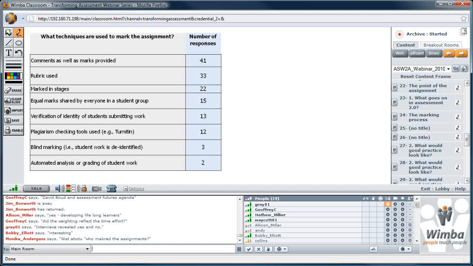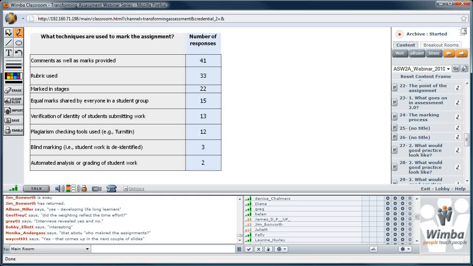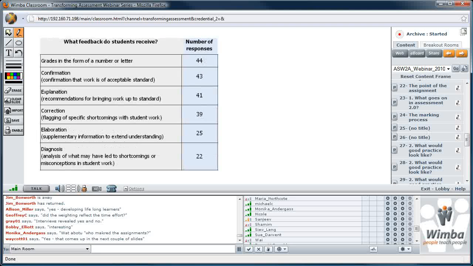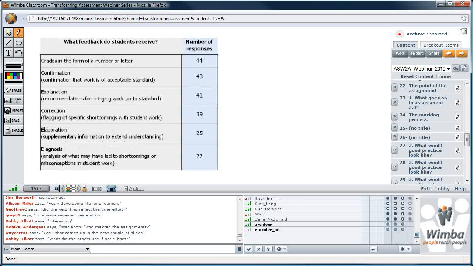We found that of those two-thirds who said they gave comments as well as grades, most of them were reporting that they gave various types of feedback, from confirming that the work was acceptable right through to diagnosing what might have been a problem that the student had in doing the assignment satisfactorily. So quite a range of different types of feedback going on there among those marking techniques.